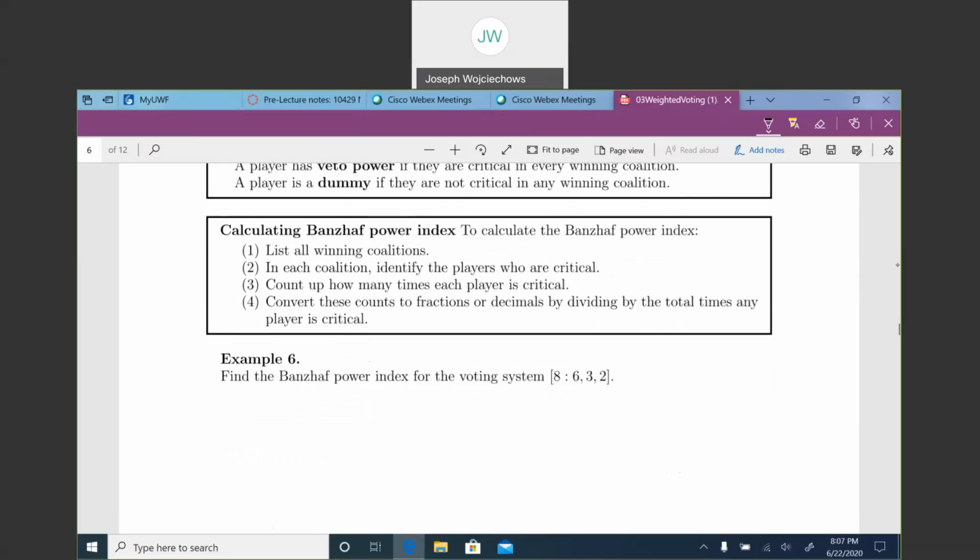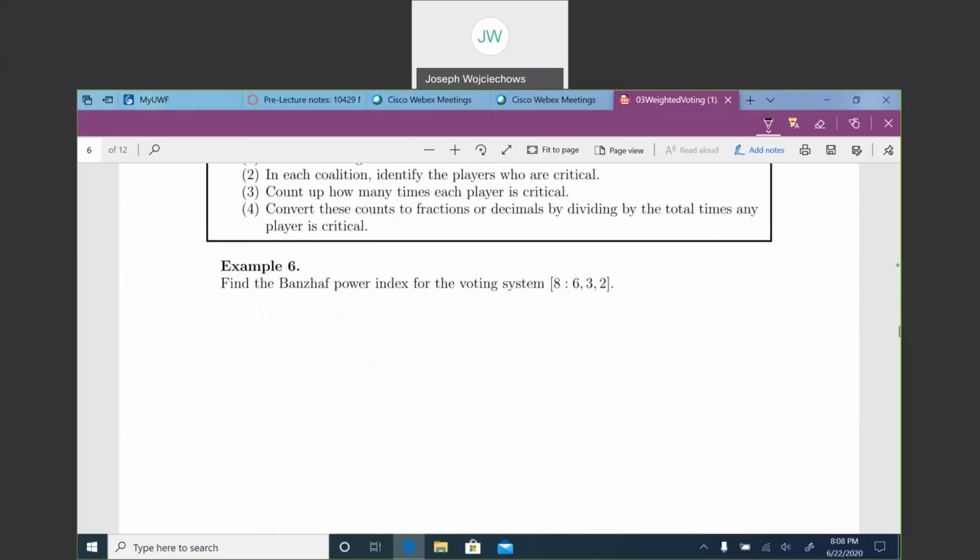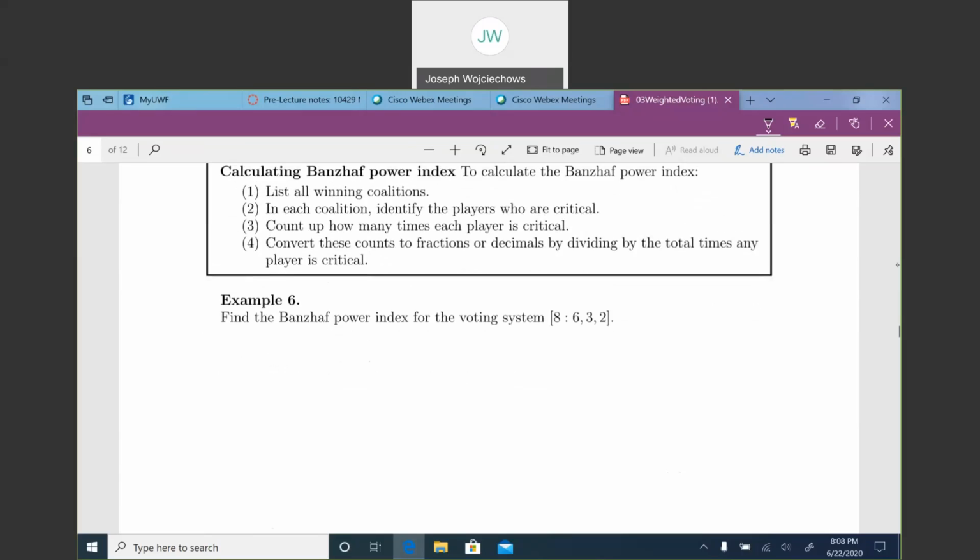Count up how many times each player is critical. Convert these counts to fractions or decimals by dividing by the total number of times any player is critical. So let's look at our power index for this voting system. First step, list all the winning coalitions.